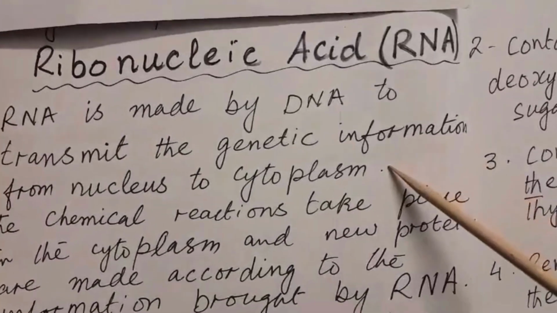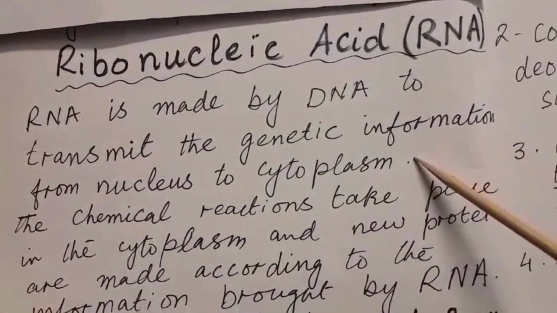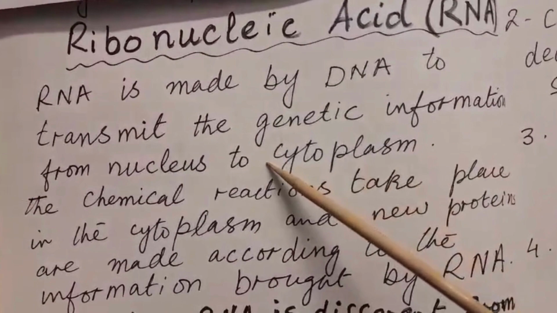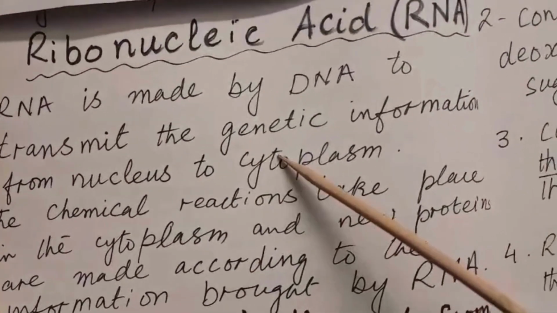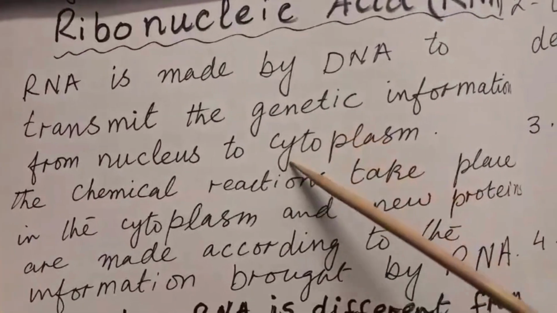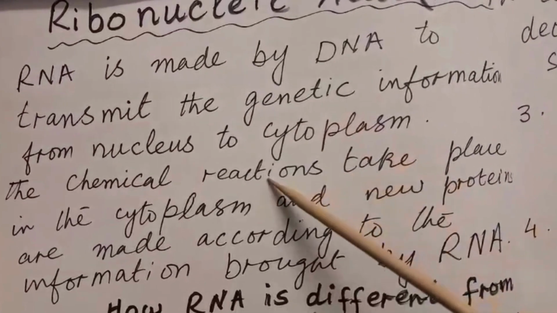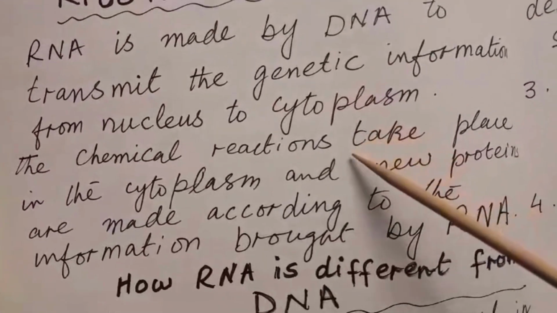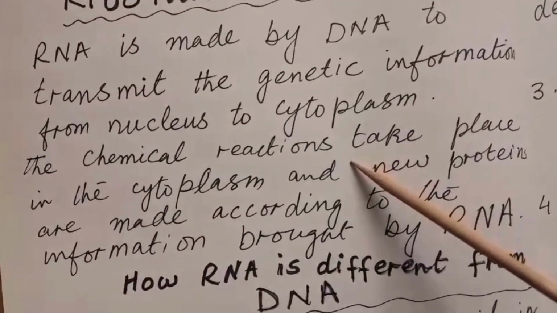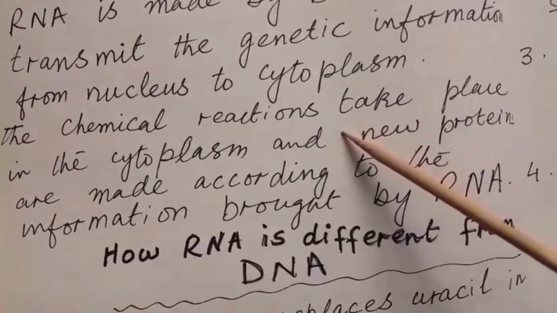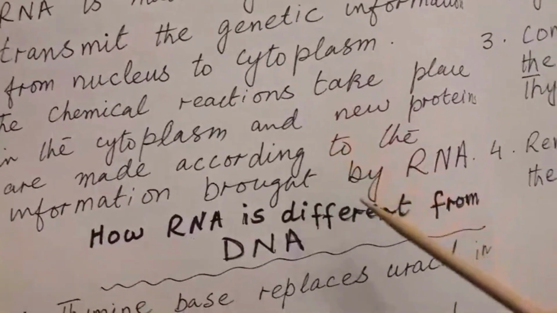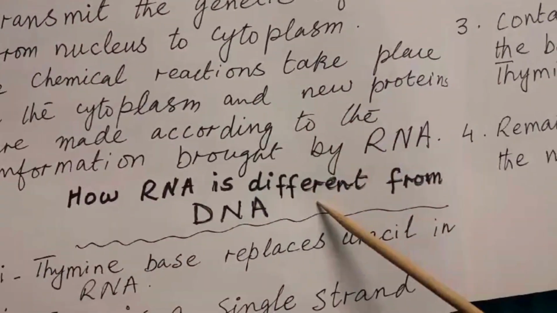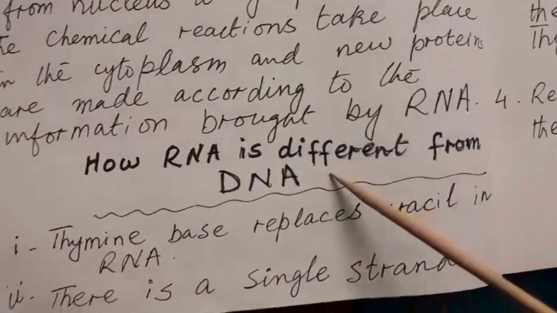Students, we have another type of nucleic acid called ribonucleic acid. Ribonucleic acid, or RNA, is made by DNA to transmit the genetic information from the nucleus to the cytoplasm. You know that the cytoplasm is the part of the cell where the chemical reactions take place. Now we will study the difference of RNA from DNA.